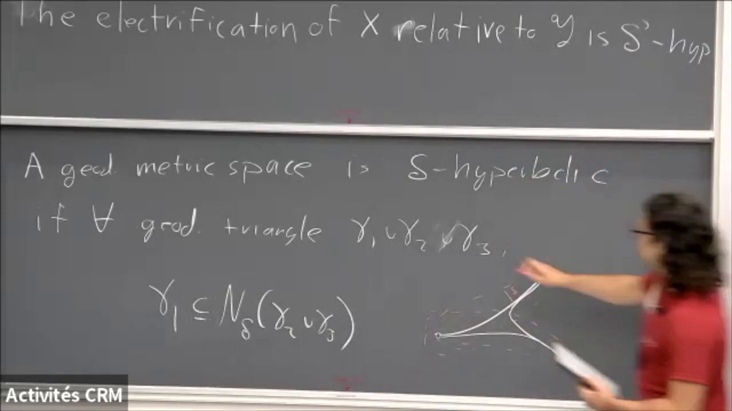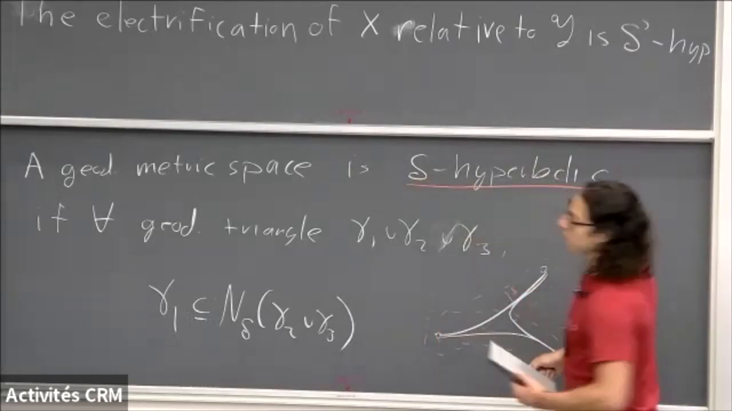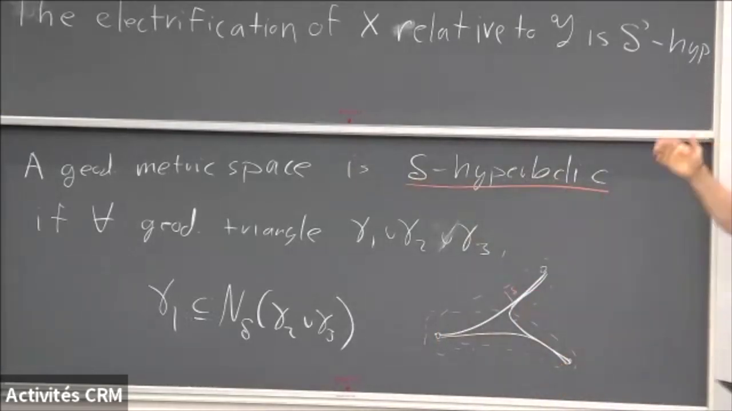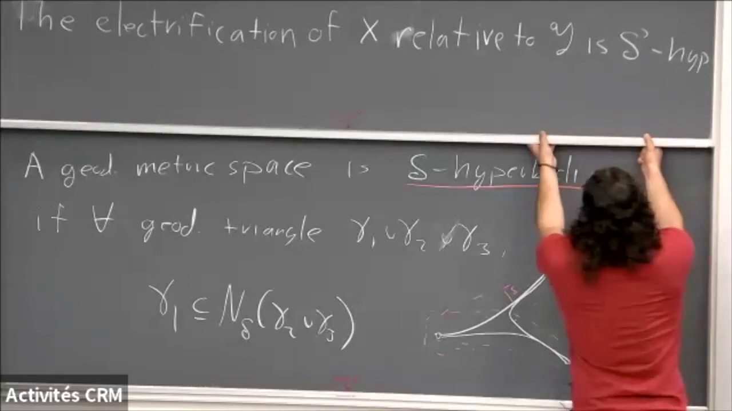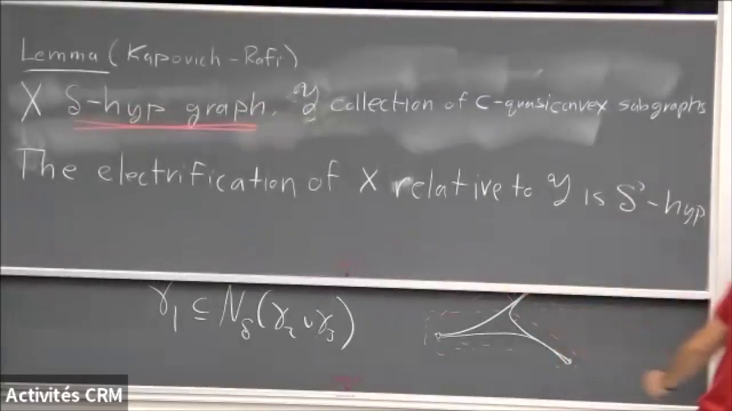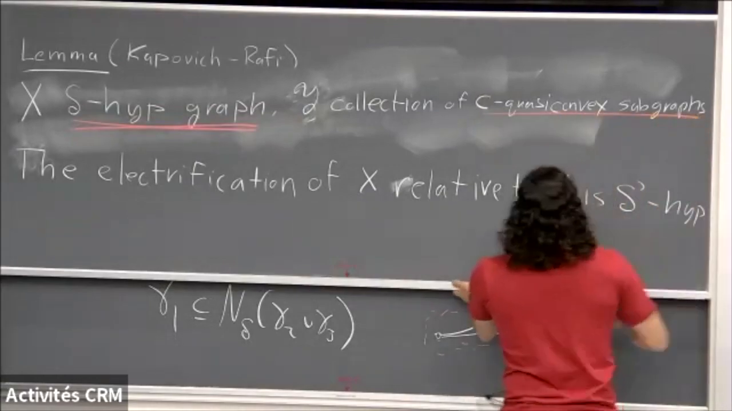Okay, so these are the spaces that this lemma of Kapovich and Rafi is about. You start with one, and at the end you get one as well. All right. The next thing is a quasi-convex subgraph.